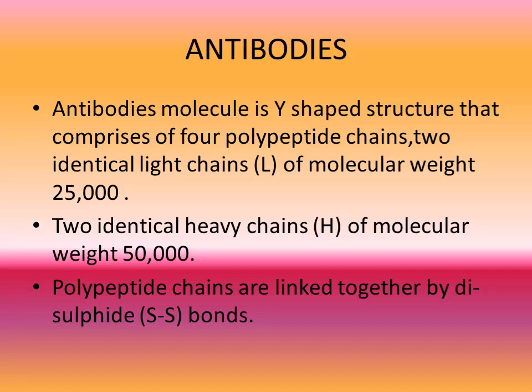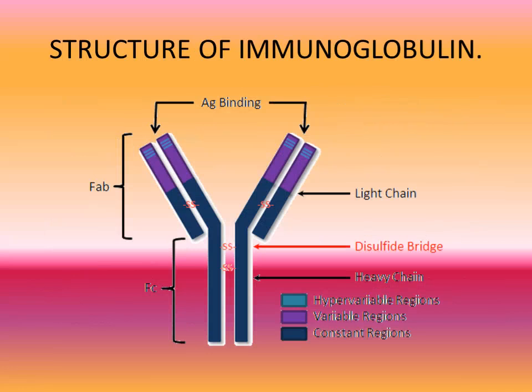There are two of each. The light chain is 25,000 Dalton and the heavy chain is 50,000 Dalton. Each and every polypeptide chain is linked together by disulfide bonds. Okay? Y shaped, two light chains and two heavy chains. We saw the weight, and they are connected only by disulfide bonds. So antigens first.